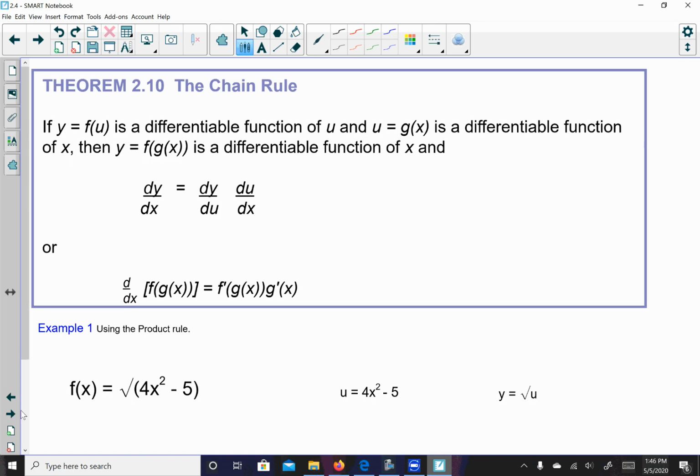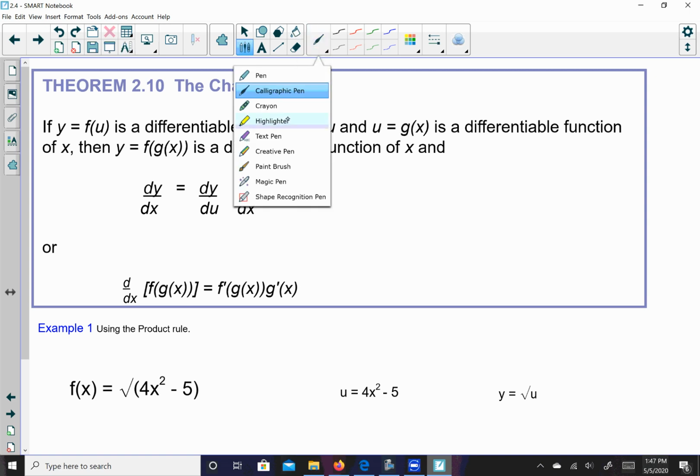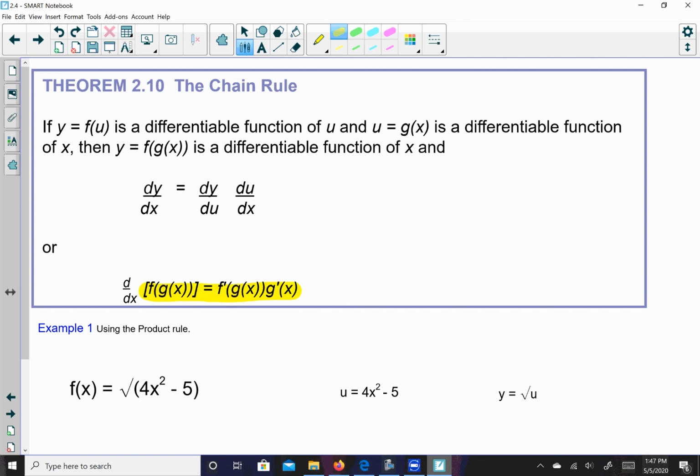Okay, so the chain rule basically says that if you're taking a composite function, and remember from Algebra 1 and Algebra 2, the composite function is f of g of x. What you're going to do is take the derivative of one function inside of another function. So you take the derivative of the outermost function first, leave the innermost function alone, and then take the derivative of the innermost function. And you may have to do that more than once, depending on how many functions are within a function.